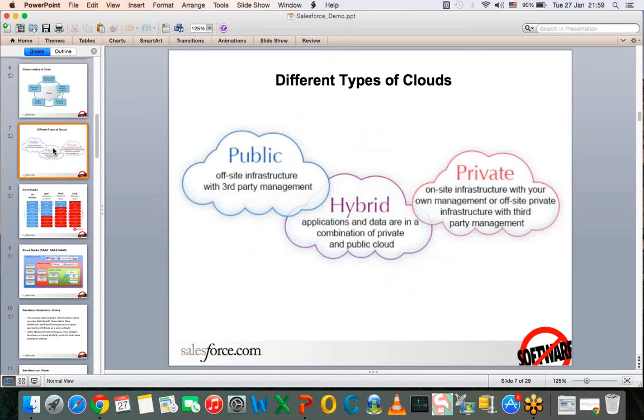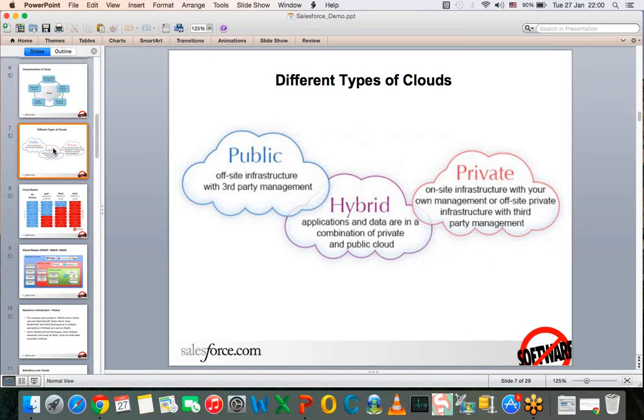Going on to the different types of clouds. Apart from public, private, and hybrid, there is another one, the community cloud. They rarely use it, and I have never seen what exactly the community cloud does. But public and private are more often used. These are the different types of clouds. The deployment method is either a public deployment or a private deployment. Sometimes it can be a mixture of public and private, and they call it a hybrid.